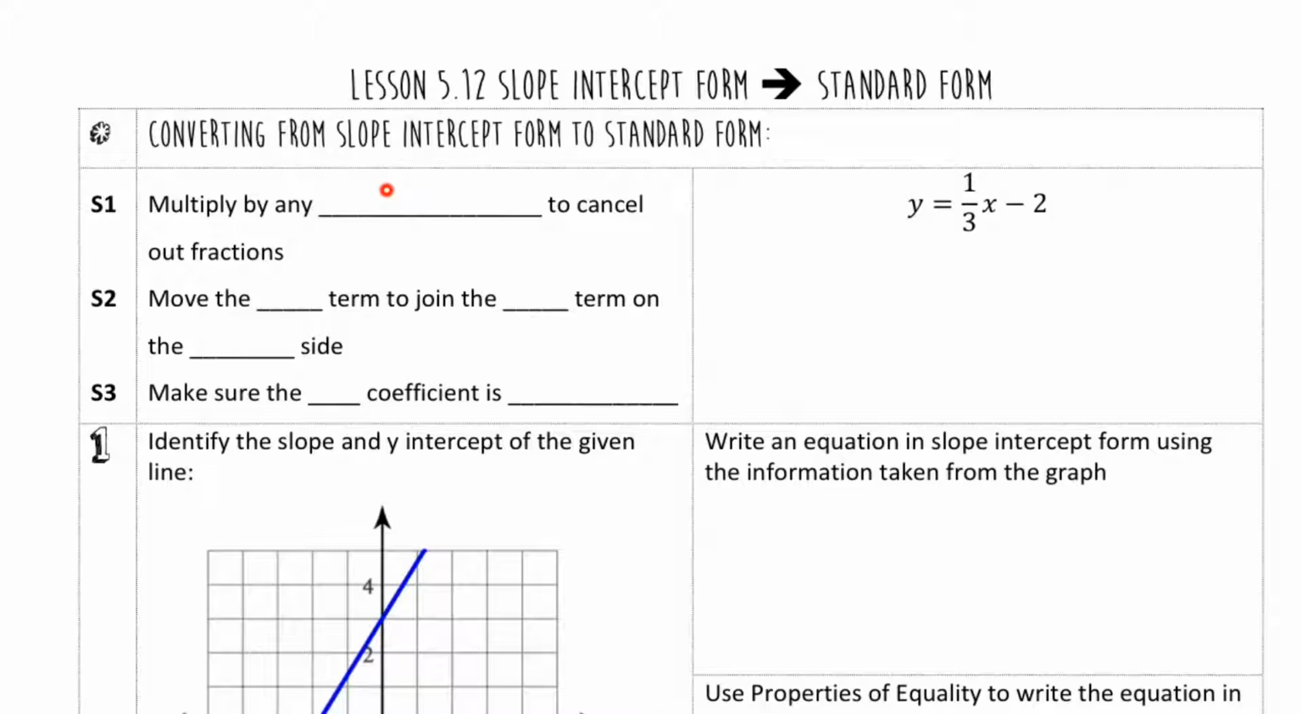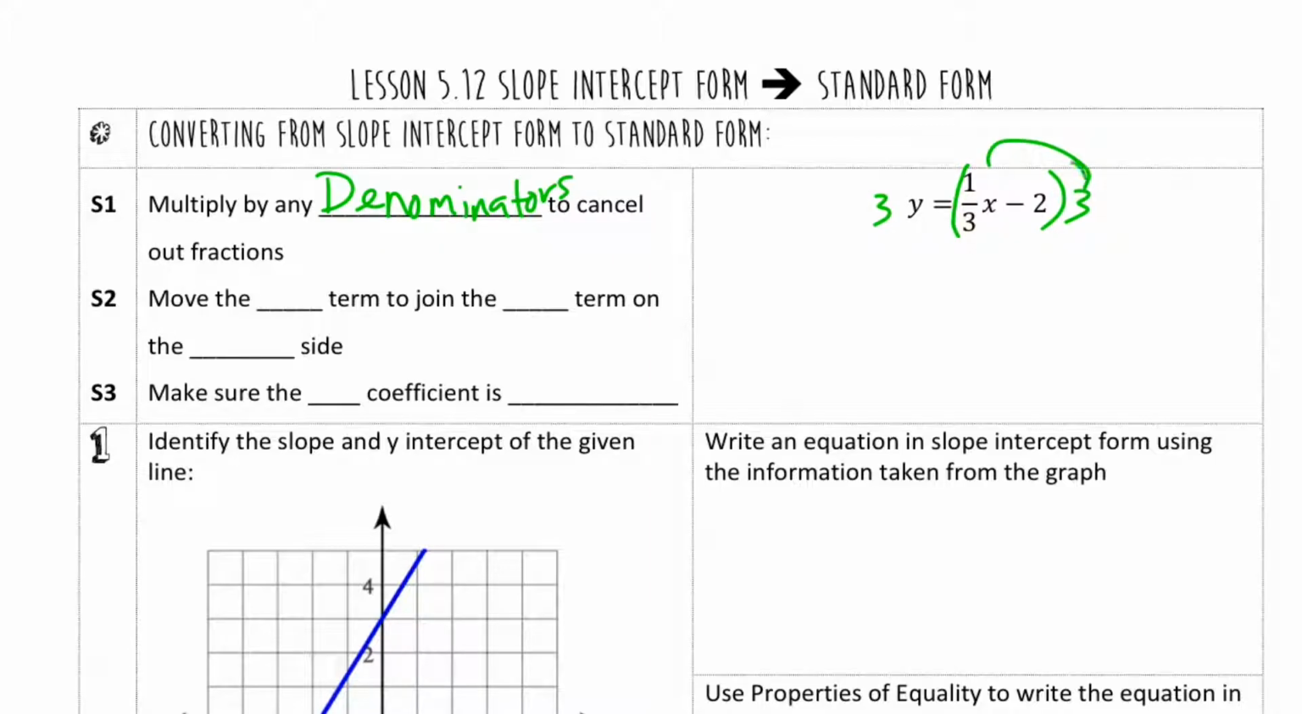Okay, so we're going to start off just by looking at a slope-intercept form equation and how we can change it so that it's in standard form. So the first thing you want to do is multiply by any denominators that are in the equation so that you're not dealing with any fractions. So if I look at this equation here, I see that I have this fraction here, and the denominator of this fraction is 3. So in order to get rid of that, I'd multiply both sides by 3.